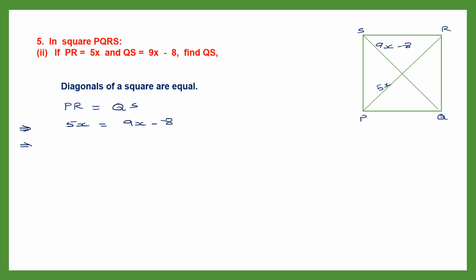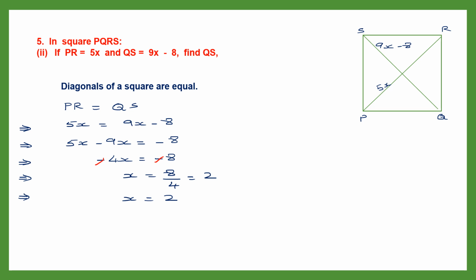So now let's get all the x to one side. So 5x minus 9x. We're bringing 9x this side, so it becomes minus 9x. And on the other side, we have minus 8. Now let's simplify this. 5x minus 9x is minus 4x. Minus 4x is minus 8. We have minus on both sides, so we can cancel it. So now it's just 4x is equal to 8. So that means x will be equal to 8 by 4, which is 2. So we have found the value of x. X is equal to 2.